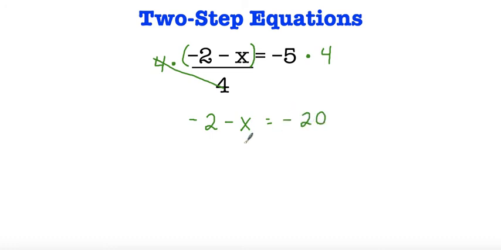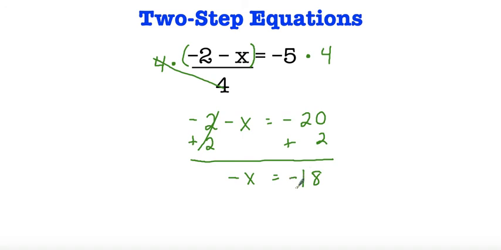So here, negative 2 minus x is equal to negative 20. In order to get x by itself, we have to get rid of this negative 2, so we add 2 to both sides, and this cancels out. So I'm left with negative x is equal to negative 20 plus 2. The signs are different, so I'm going to subtract. So 20 minus 2 is 18. And then keep the sign of the one with the greatest absolute value, which in this case is negative 20. So I have negative 18.